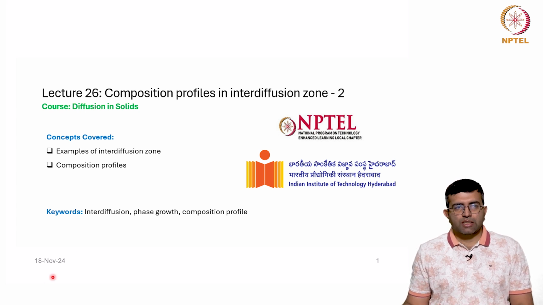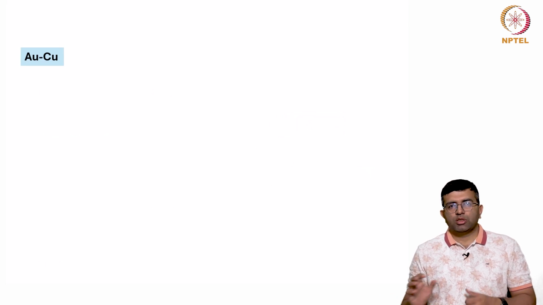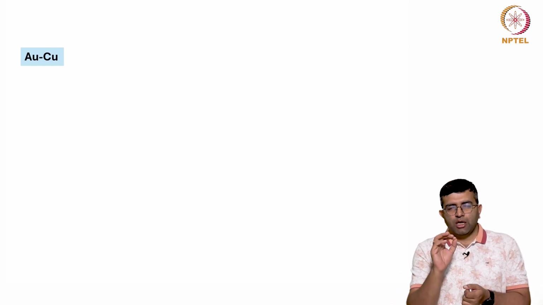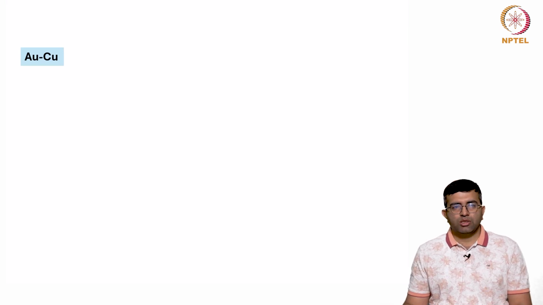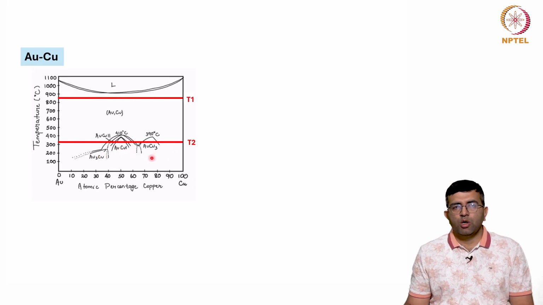So let us begin with the first example, which is the gold copper system. Gold and copper are both FCC structures, and quite an important system. You know that copper additions are usually made in a very small quantity to gold to provide strength to it. The gold copper phase diagram is something like this, which is isomorphous, and it also has a miscibility gap, plus some intermetallics are also forming.